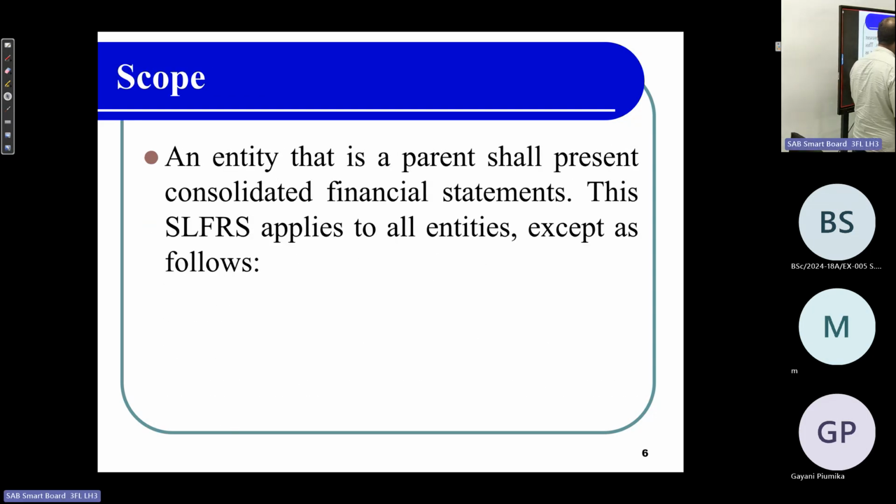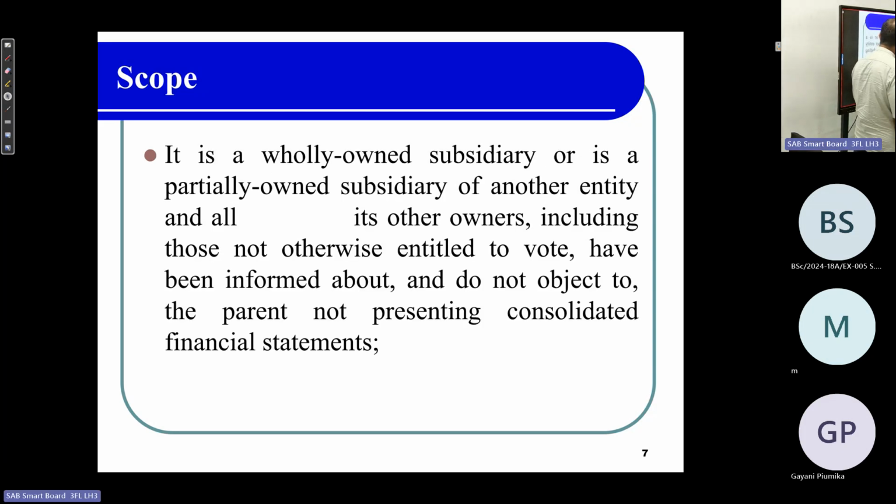Except this standard applies to all entities, except like here, where it is the wholly owned subsidiary. How do you make it? Wholly owned subsidiary.